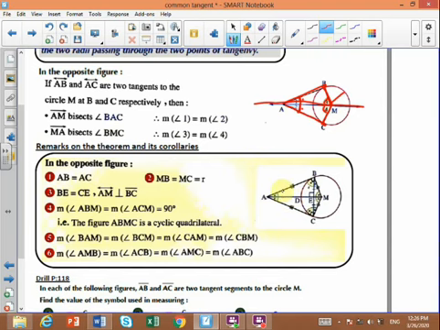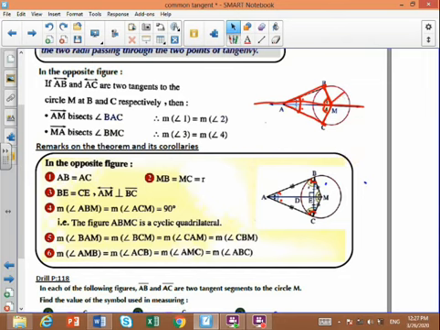Measure of angle ABM equals measure of angle ACM because I know that a tangent and a line from the center are perpendicular. Okay, and measure of angle BAM, this angle equals this angle, and this angle equals this one, and also the angle, why is this one drawn here?